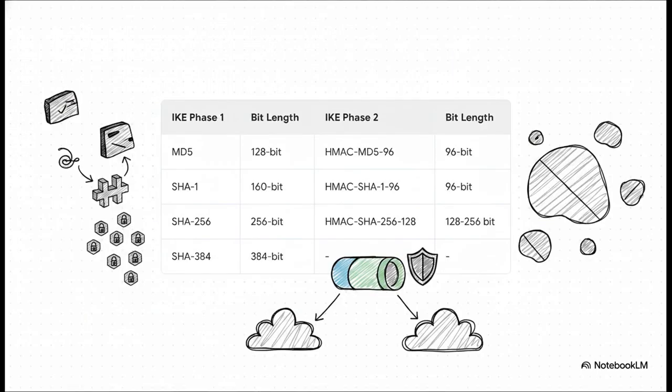When you're actually setting this up in Junos, you've got a really wide array of hashing algorithms at your disposal. During the initial tunnel setup, what we call Internet Key Exchange, or IKE, phases 1 and 2, you have a whole spectrum of choices. You can go with older standards like the 128-bit MD5 or 160-bit SHA-1, or you can step it up to highly robust algorithms like SHA-256 and SHA-384. Generally speaking, a larger bit length means a larger output, and a larger output drastically reduces the probability of a hash collision, which makes your integrity check that much stronger.